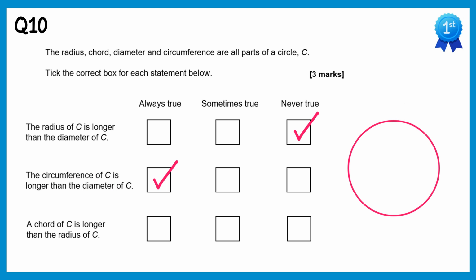Finally, we need to compare a chord with a radius. So we have the radius from before, this blue line that goes from the centre to the edge, and now we need to consider what a chord is. A chord is any line that goes across the circle from one side to the other. It doesn't have to go through the centre though.